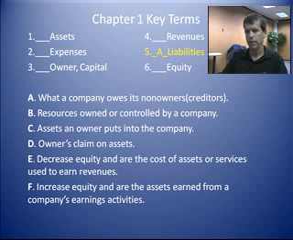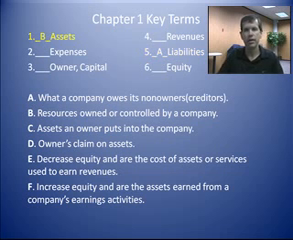Let's go to B. B says, resources owned or controlled by a company. These are things of value that the company owns, controls, and uses for the most part. What would that be? Well, did you say assets? If you said assets, that is correct. Assets would be like cash, accounts receivable, land, building, supplies, prepaid rent, etc.